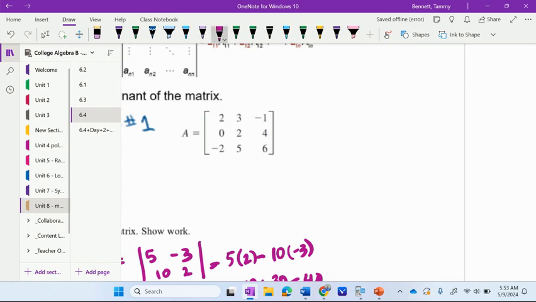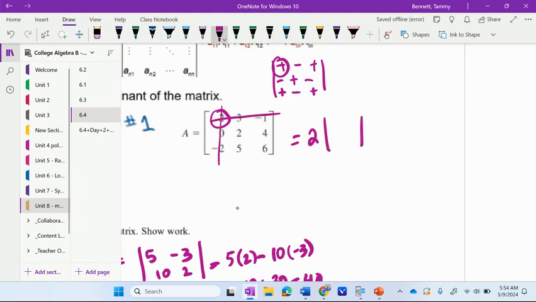So remembering this, it's positive, negative, positive. I always like to say same, opposite, same, opposite, same. So the number in this spot is the same. So it's going to be 2, and then I cross off the row and column with that, and I'm left with 2, 4, 5, 6.